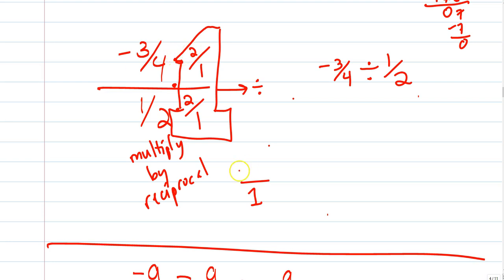Negative 3 times 2 is negative 6. 4 over 1, or 4 times 1 is 4. I don't need this anymore, because anything divided by 1 is just itself. So I can just reduce the negative 6/4 by 2 and get negative 3/2. Here's the good news. This is not the way I want you to do this. This is just the reasoning for what we're going to do.